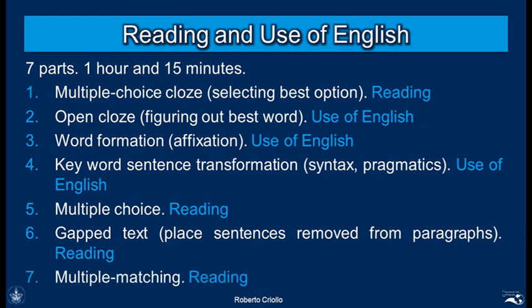Finally, part number 7 assesses reading, and it's a multiple matching task. That means that you have a series of short texts with answers related to the text, and you have to find which of these answers relates to which of the little texts. That means that you select different texts in order to match to different answers. It's a multiple matching task, and as I already said, it assesses reading comprehension. So, summarizing, this is the structure of the reading and use of English section in Cambridge B2.